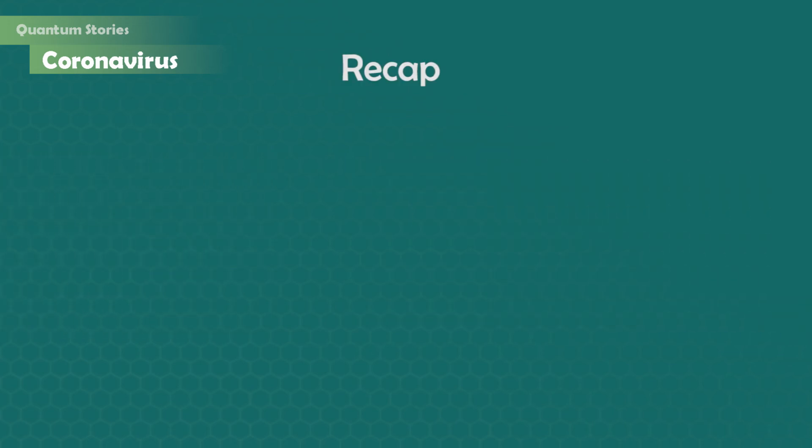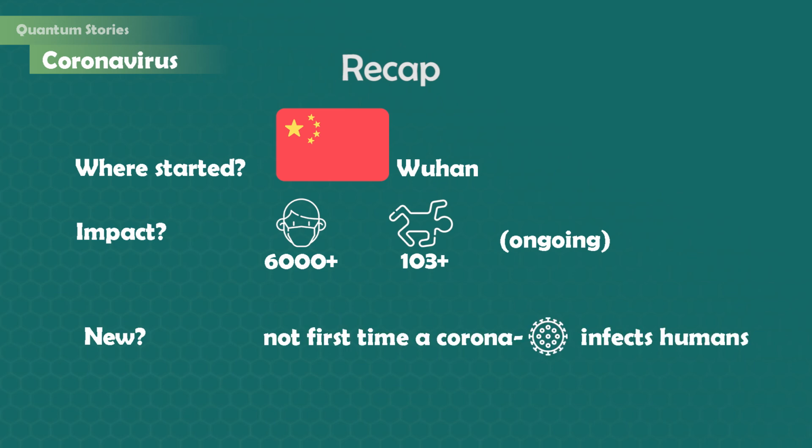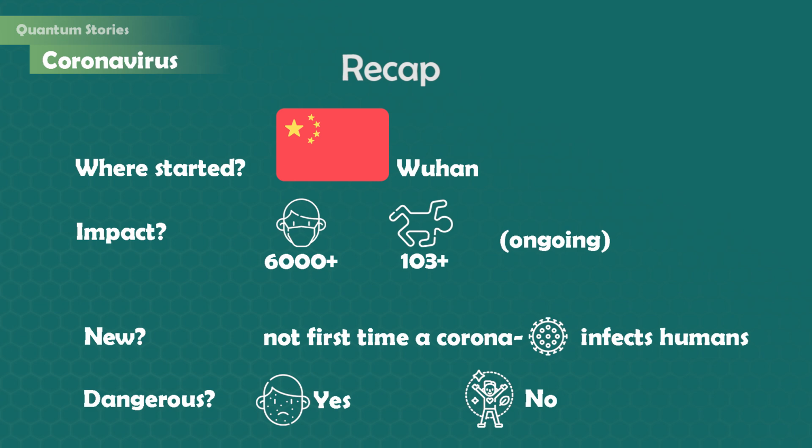To finish, here is the recap. It started in Wuhan, China. 6,000 infections, 103 deaths have been reported so far. Coronaviruses are not new, it's the third time that a coronavirus jumped from animals to humans. It's a very contagious virus and the number of cases will certainly continue to climb. Most people are unlikely to die from it, except if you have existing problems with your immune system, and you will probably already know this if it's the case.